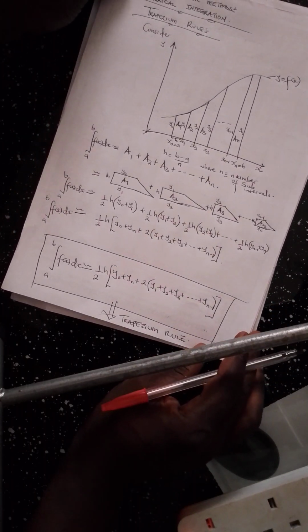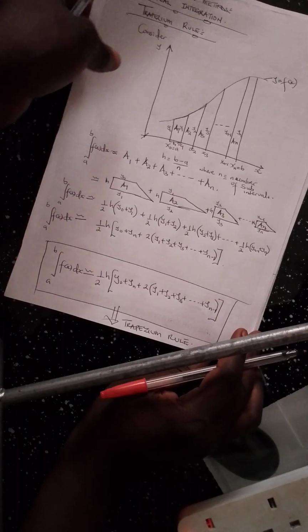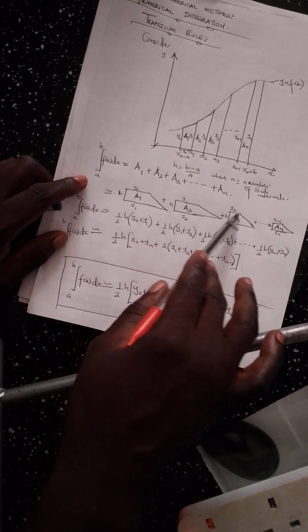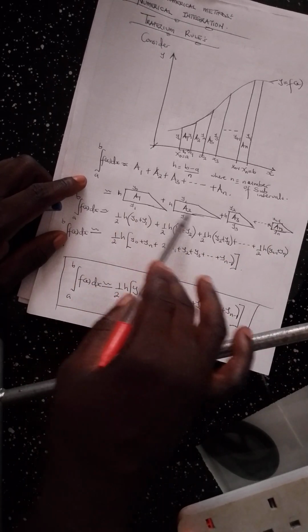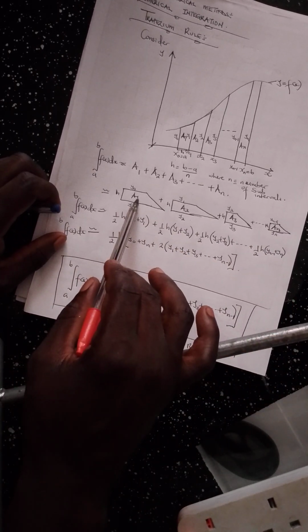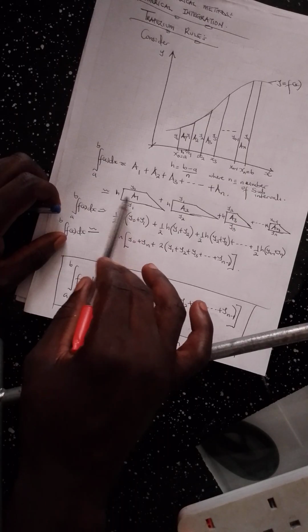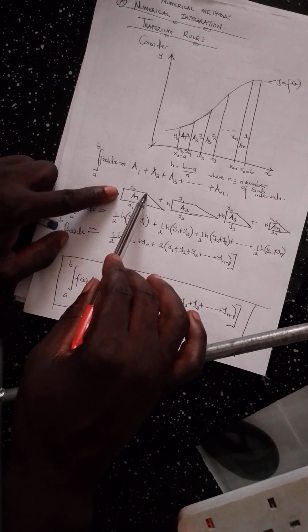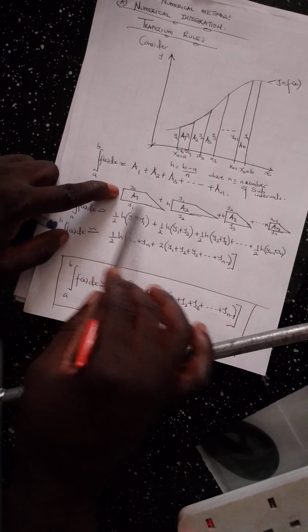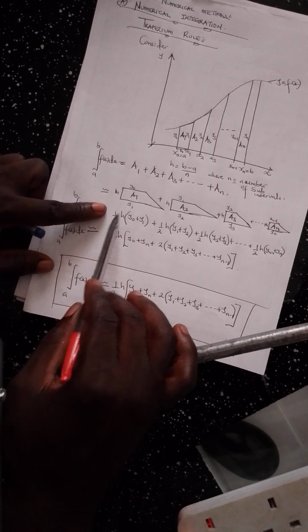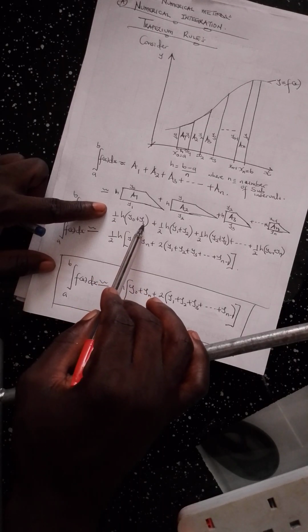Just like we saw in O level, the area of any given trapezium is given by a half H into A plus B. So our A is this. All these ones are values of A's. All these ones are values of B's. So for the first trapezium, which is area 1, we are going to have a half H into A, which A is now Y0, plus B, which B is now Y1. So it is a half H into Y0 plus Y1.